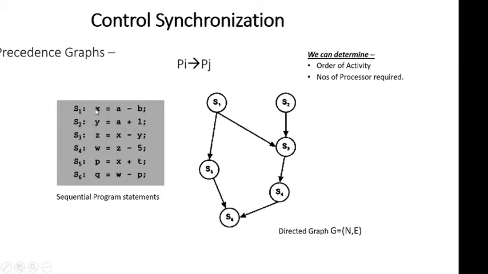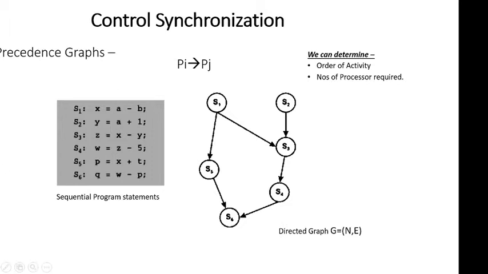Fine. X, to get the value in X, he doesn't have to wait for anybody. A is available, B is available as a global variable. To get the value of Y, A is available, 1 is a constant, so he also doesn't have to wait. Look at Z. To execute Z, you need X minus Y. So unless X is computed, Z cannot compute. Unless Y is computed, S2 is not computed, S2 will give you Y, S3 cannot be computed.